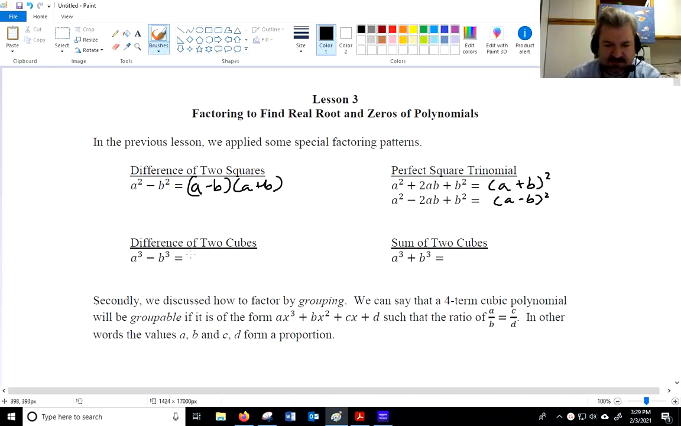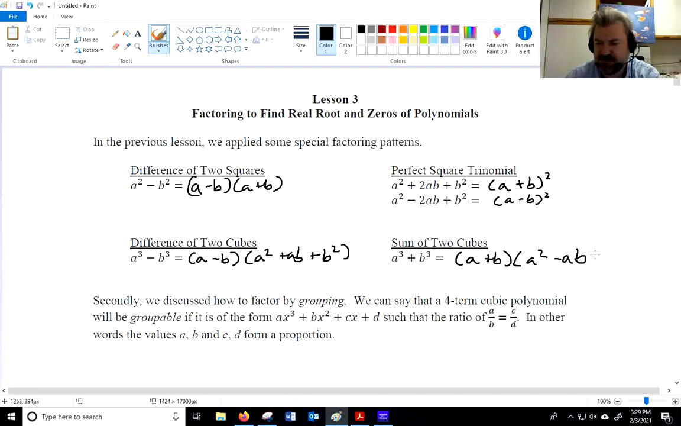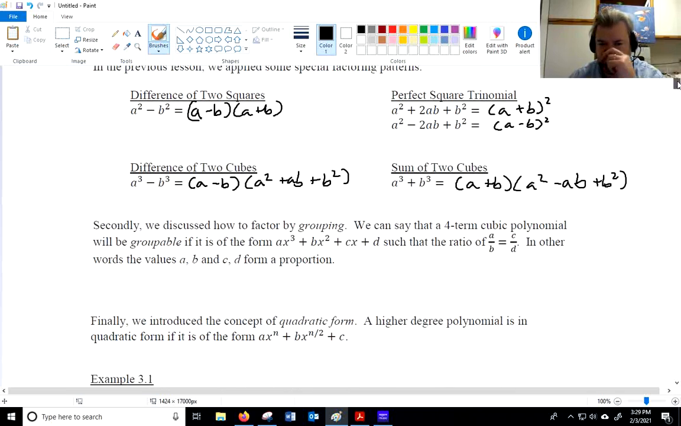The difference of two cubes, though, is a minus b, and then we square the a, and you multiply a and b together, but you change the sign, and then b squared. And the sum of two cubes is pretty much the same thing. This time it's a plus b, and then a squared, but then we subtract ab plus b squared. And you should probably distribute this out and confirm that this does indeed simplify back to a cubed minus b cubed, but I'll leave you to do that.